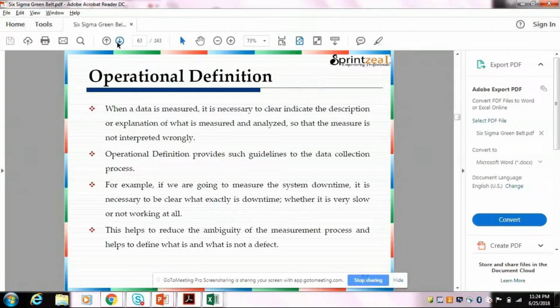Okay, then the operational definition. Operational definition is a description of what is being measured and what is being analyzed. So it's a kind of paragraph, in English, where you define what you're trying to measure. Wherever possible, you put in the formula for that particular measurement as well, so that there is no ambiguity. Everybody in the project is clear on exactly what should be collected.